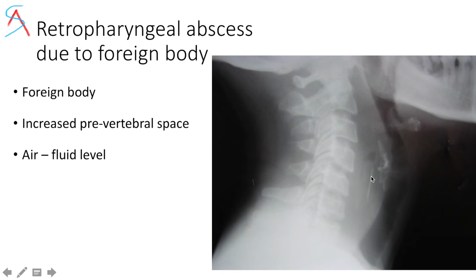Here is the foreign body. Here you can see some air, so it means it's an abscess. Wherever you see an air fluid level, always suspect an abscess, because when there is an abscess, bacteria will be producing gas.